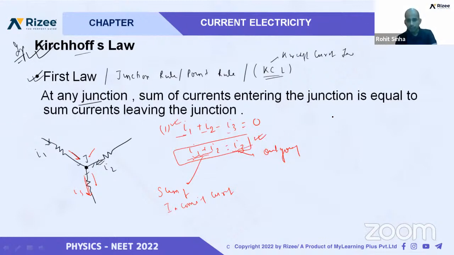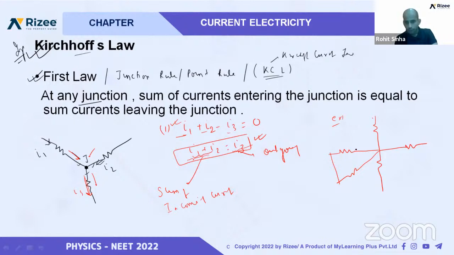Any problem here? Any problem in Kirchhoff's law? Okay, let me take one example.